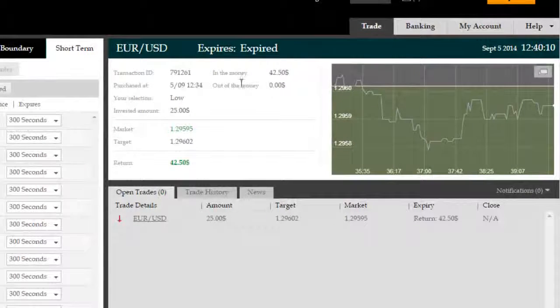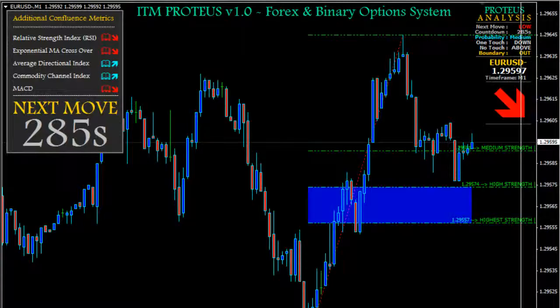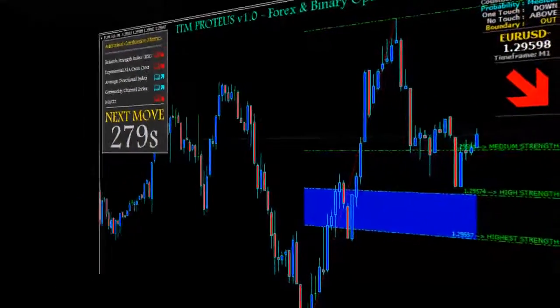We're just waiting for the platform to calculate expiry. There it is. So we have expired, and the next available opportunity will be at 12:45. So we'll come back to you just a few seconds before that time for the next interval.